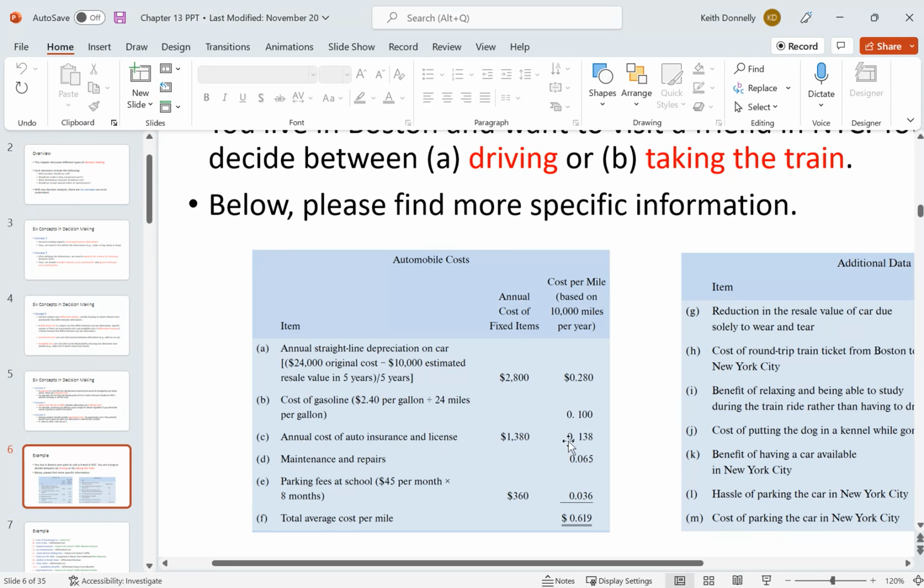Annual cost of insurance per mile, maintenance and repairs per mile, parking fees at school per mile, total average cost per mile. You add all these guys up. In other words, things that we're looking at here, at least in this chart, is some of the yearly costs as well as other costs of maintaining the car or driving the car, putting it in a per mile basis, adding it up, and then saying, hey, on average, the total cost per mile is roughly 61 cents, okay?